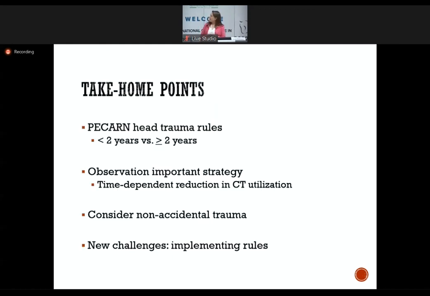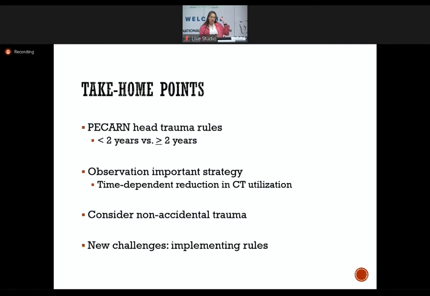Okay, so wrapping up, we've talked a lot about head trauma. I think the PECARN head trauma rules are the largest and highest quality clinical decision tools that are available at this point in time. There's actually 2 rules, similar but different, one for kids less than 2 and one for kids that are greater than 2. Within those rules, those that have 1 or more symptoms, but who don't seem to be at high risk to you, observation can be a very important strategy. And so keeping a child, even just for a few hours in your emergency department, can really help you reduce the utilization of CT scans without missing important injuries.